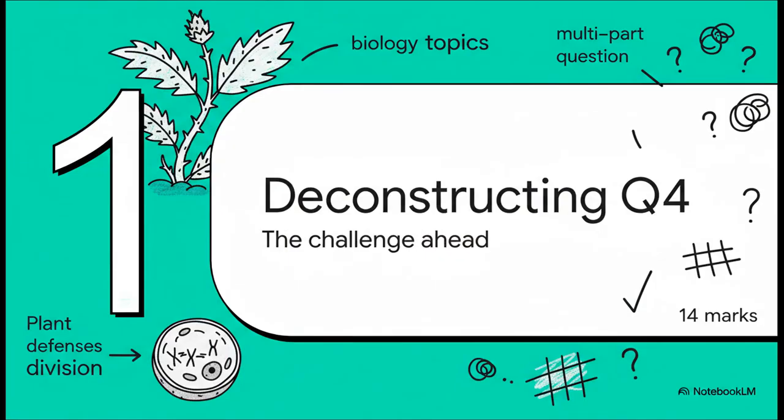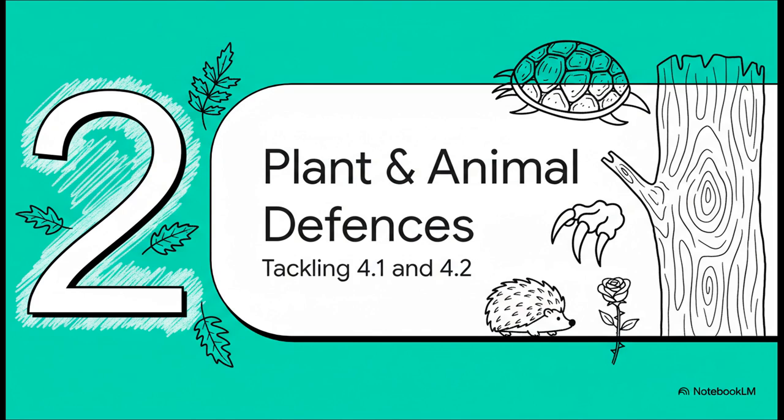Okay, so here it is, question 4. This is a classic. It's a multi-part beast that jumps between a few different biology topics, from plant defenses all the way to cell division. With a total of 14 marks up for grabs, every single part counts. All right, let's get stuck in.